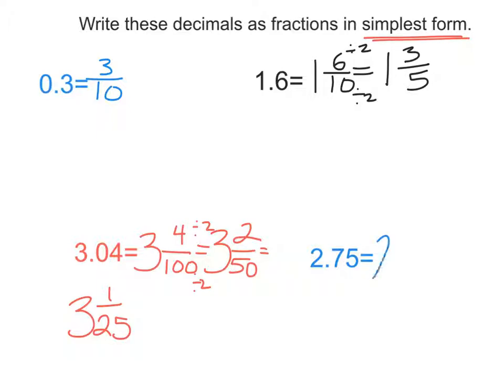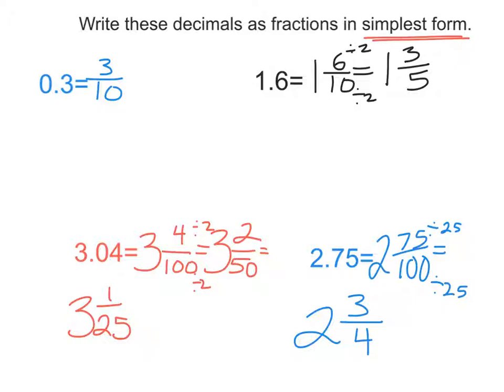All right, our last one, 2 and 75 hundredths. I hope that we can recognize right away we could divide both by 5, the numerator and the denominator, but we could also think to ourselves, wait, 75 and 100, those remind me of quarters. I can divide the numerator and the denominator by 25, and what I end up with is 2 and 3/4, and that's the simplest form.